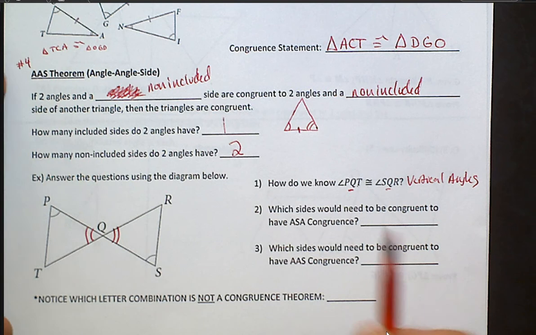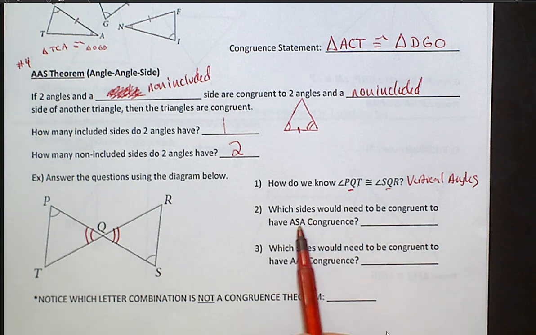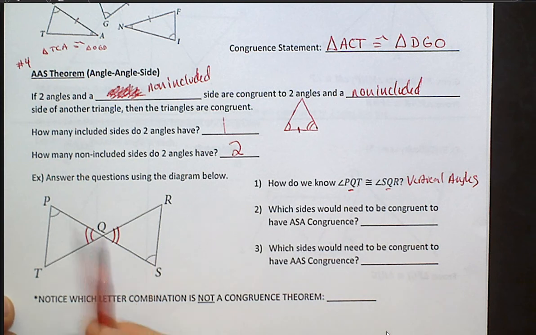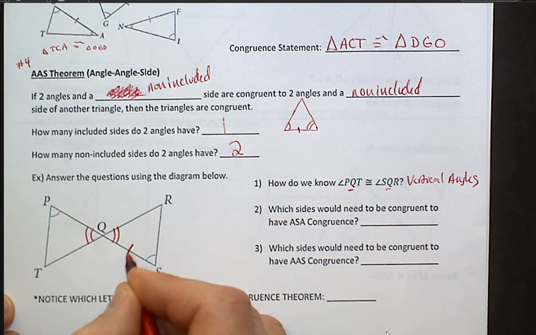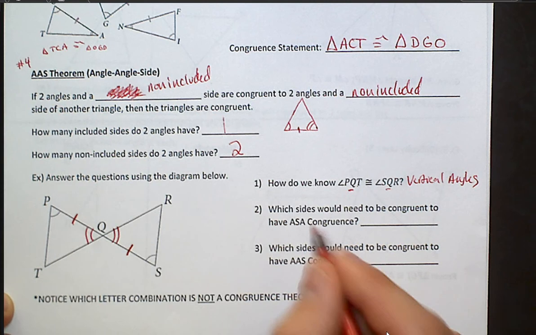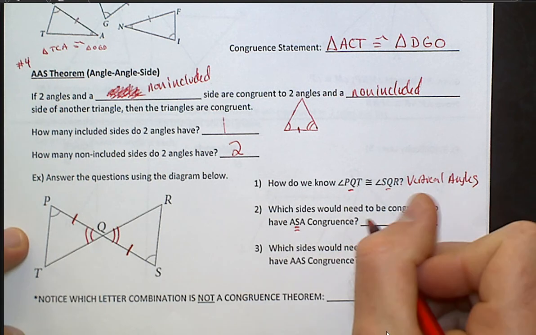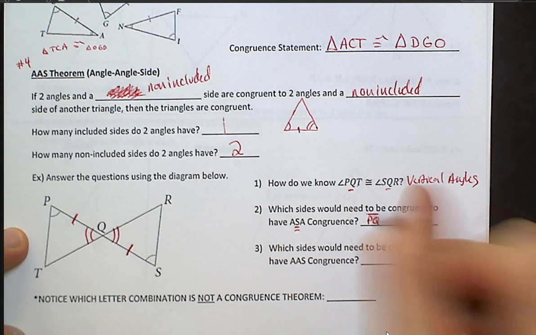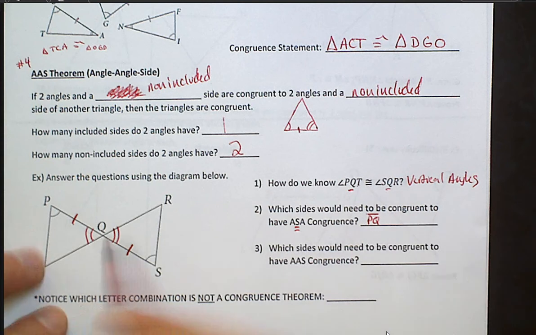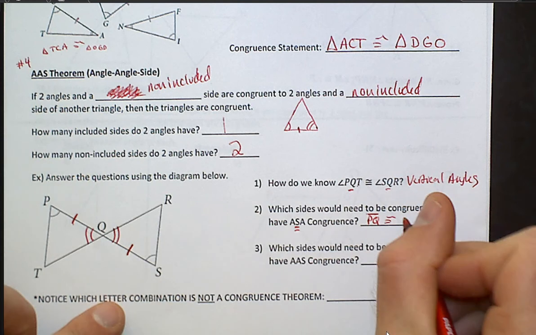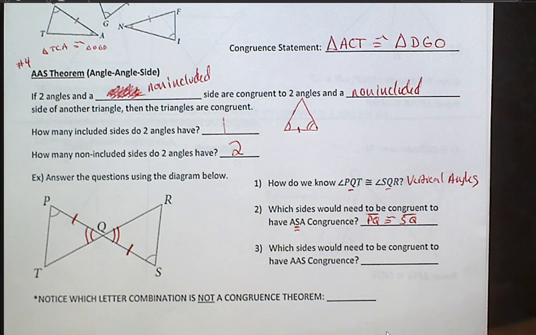Sorry about that. Which sides would need to be congruent to have angle-side-angle congruency? So if you look at these two angles here and here, and here and here, we'd need to know these right there, because the side has to be in the middle. Okay, so I'm going to call that PQ, and if I called it PQ, then I need to call this one SQ. Okay. Now I'm using pen. I probably shouldn't have here because I'm going to mark this up.